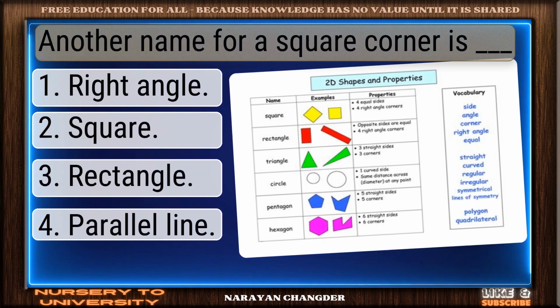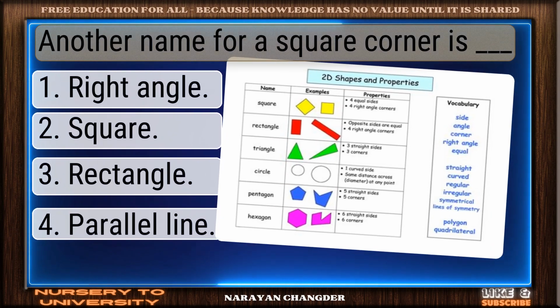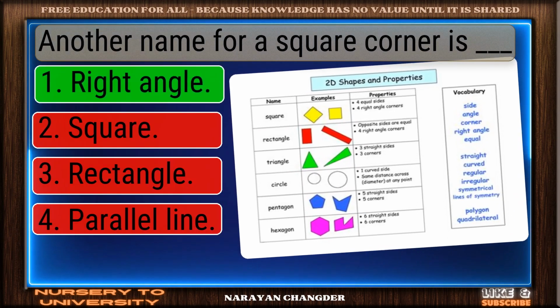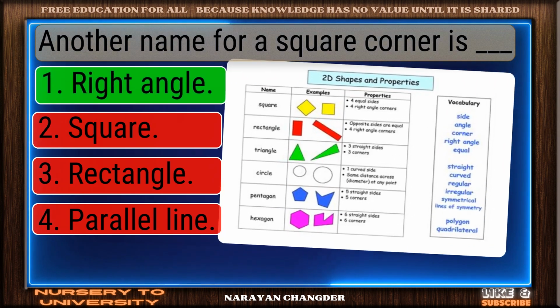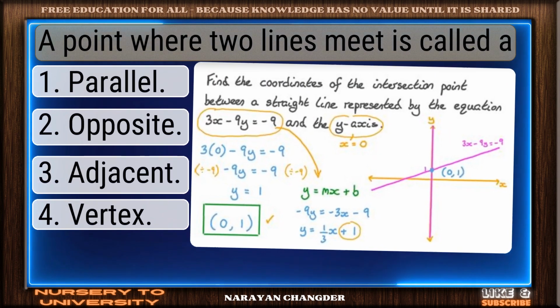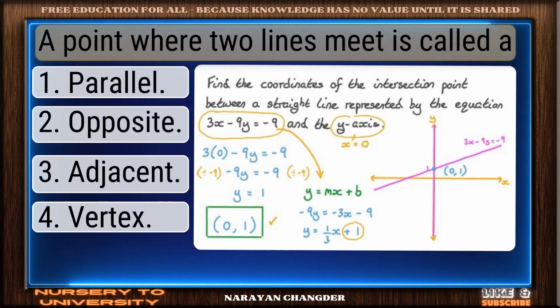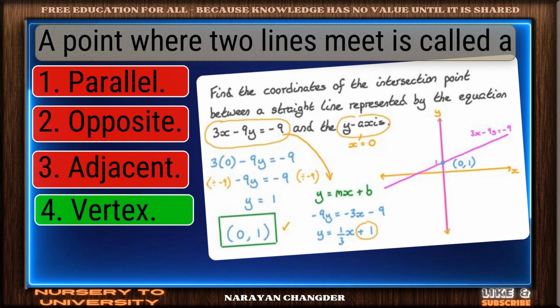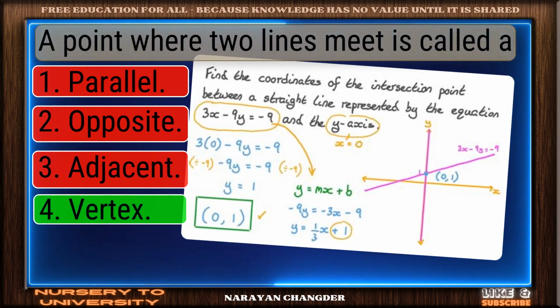Question number 231. Another name for a square corner is dash. Nice work. You chose right angle and it is correct. Question number 232. A point where two lines meet is called a... Smart pick. Vertex is the correct choice.